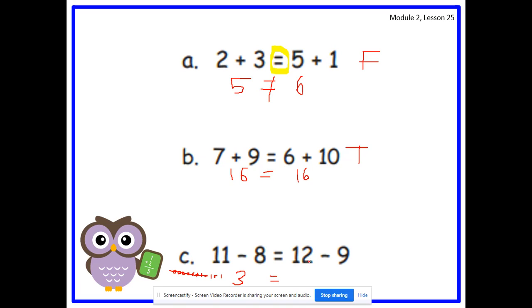And now we have to figure out what 12 minus 9 is. So again, it's okay if you drew your pictures. 1, 2, 3, 4, 5, 6, 7, 8, 9, 10, 11, 12. And then you crossed off 9, and 12 minus 9 equals, get ready? Yes, 3. So are both sides equal? Get ready? Yes, so you should have written a T for true because both sides equal 3. Great job, everyone.